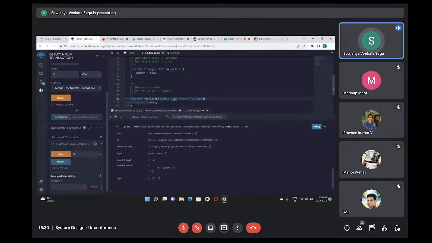View function means it's a read-only function. It does not write or change the state of the blockchain. It won't change blockchain state, so it will get the value from the node which is attached to it. Just reads the value. For that, there is no gas.